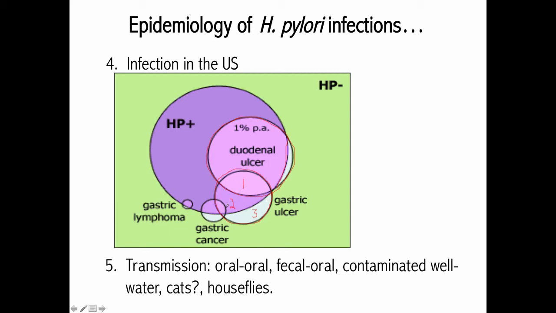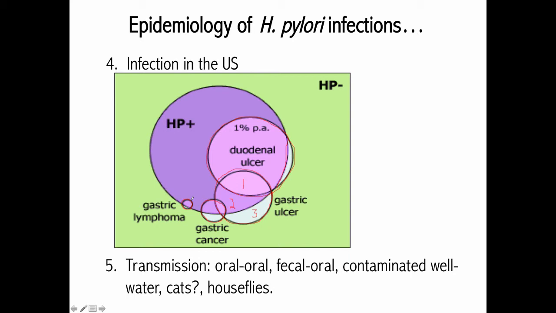And so you can do similar analyses yourself for looking at the gastric cancer bubble here. Obviously this is rarer than the ulcers. And then gastric lymphoma, remember that's our MALT B-cell lymphoma. Make sure you can do the analysis that I just described.